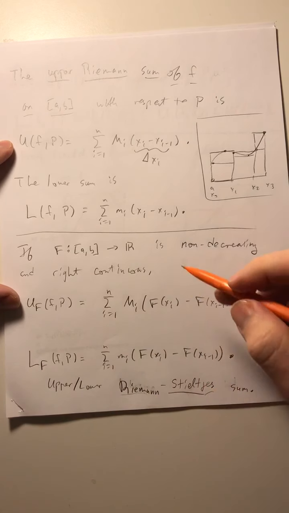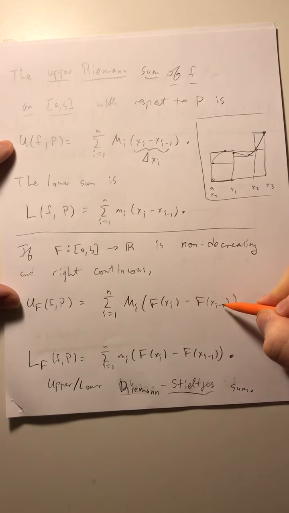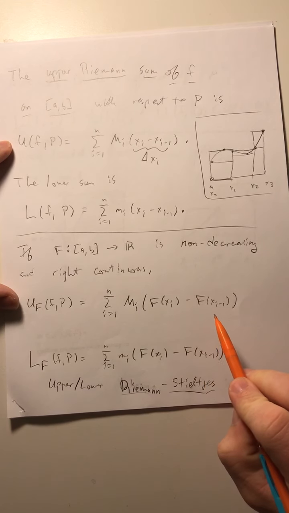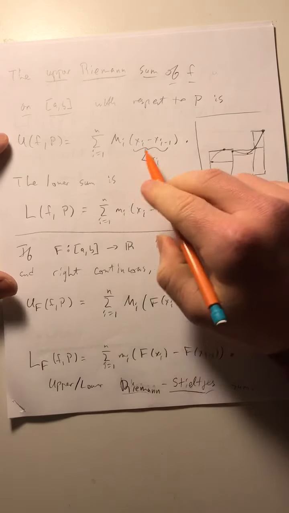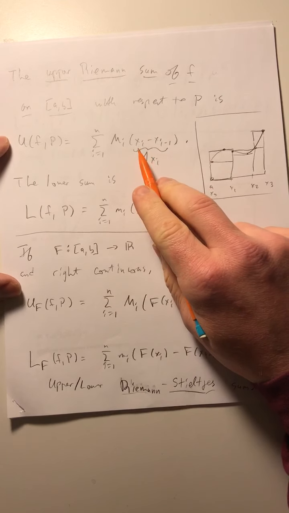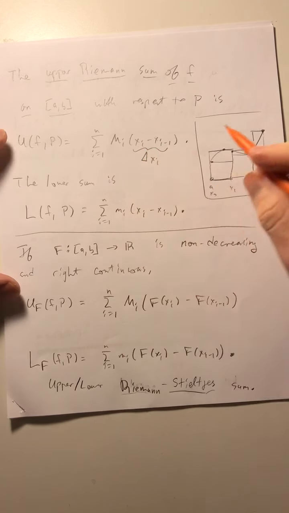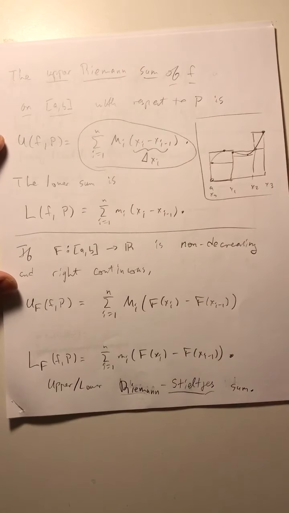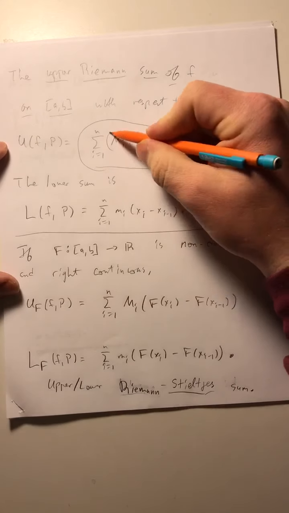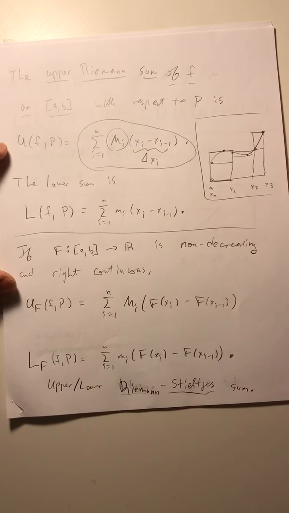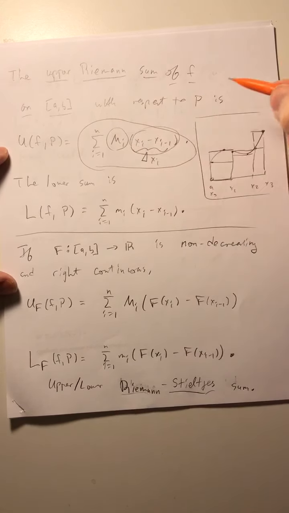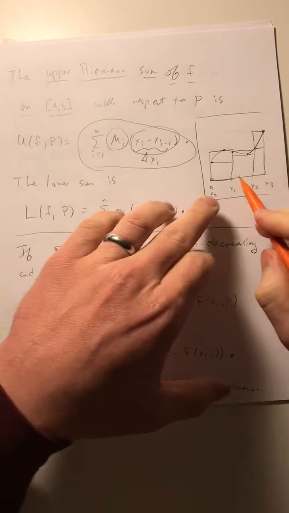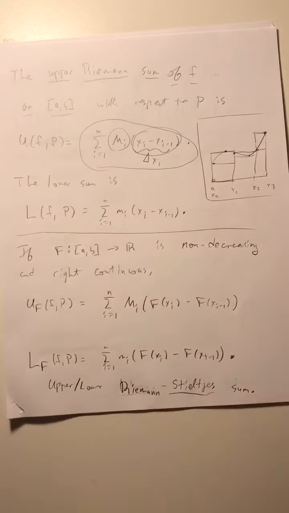It's similar, except instead of having an xi minus 1 here, I have f of xi minus f of xi minus 1. So here, if I look back over here, this xi minus 1, I want to think about this as being like a weighted average. So these mi's are the values that I'm averaging, and this is telling me how much weight to apply. Okay? So if I have a wider interval, then that interval gets more weight.